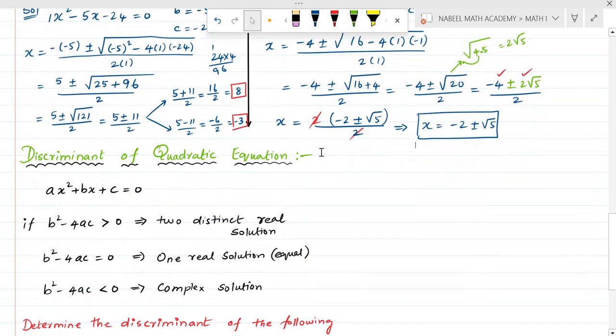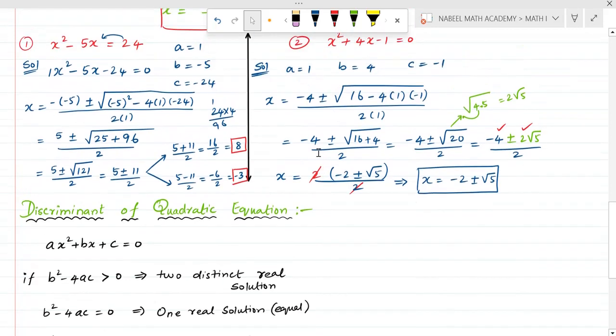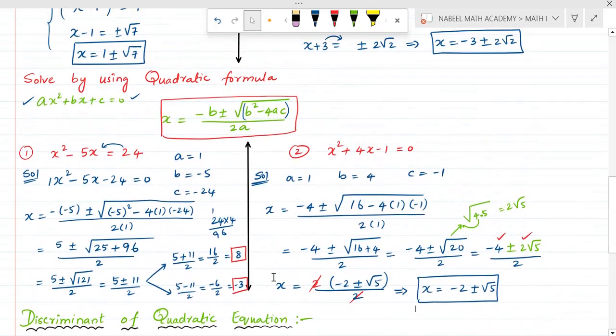Now the last topic of this one, as we discussed before, the discriminant of the quadratic equation. What is the benefit of the discriminant? Without solving the quadratic equation, we can say the equation has two real roots, one real root, or complex roots. So how will you decide that? It is based upon the term inside the root. We call this one the discriminant, inside the root.